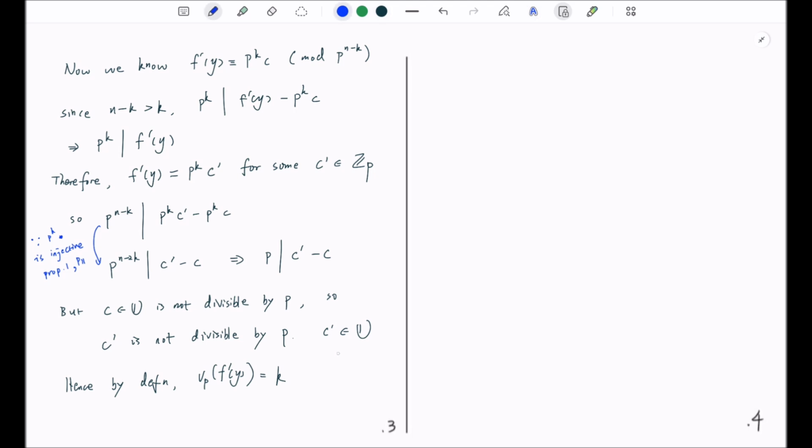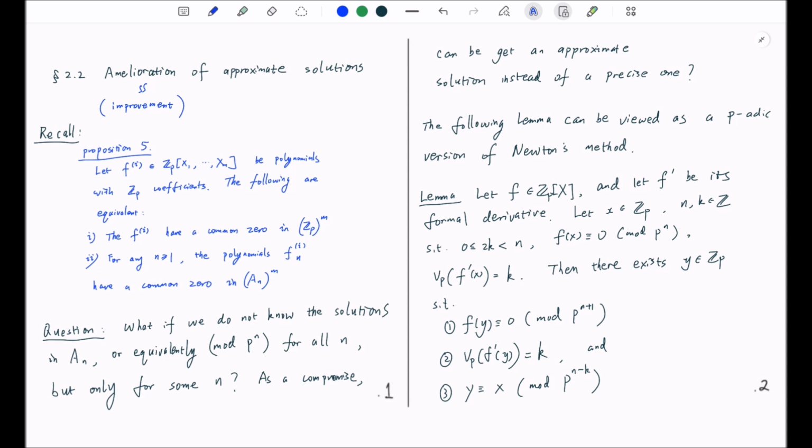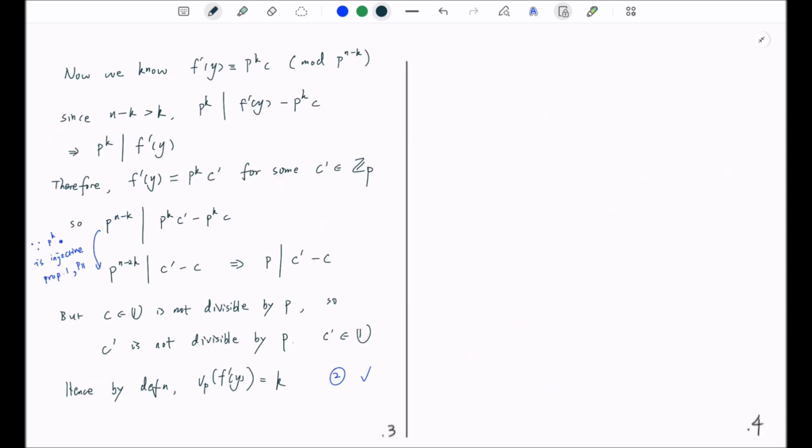And this verifies statement number 2 of the 3 statements we want to prove. So we have verified all of them. And this completes the proof.